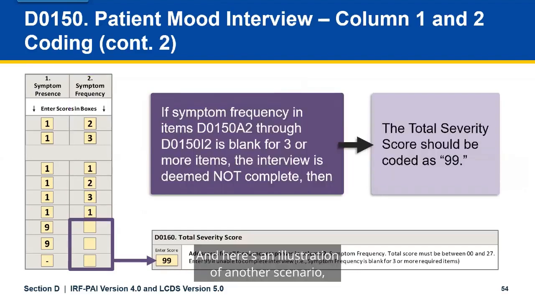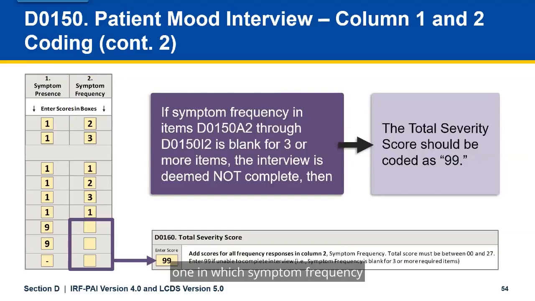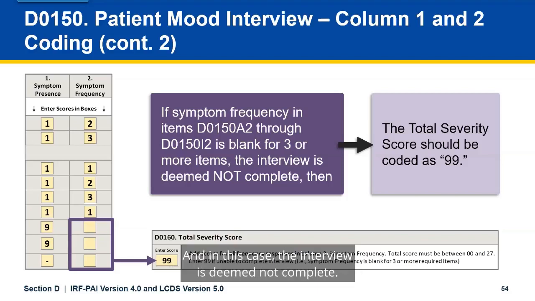And here's an illustration of another scenario, one in which symptom frequency was blank for 3 of the items. And in this case, the interview is deemed not complete. So you would enter a 99 as the total severity score.